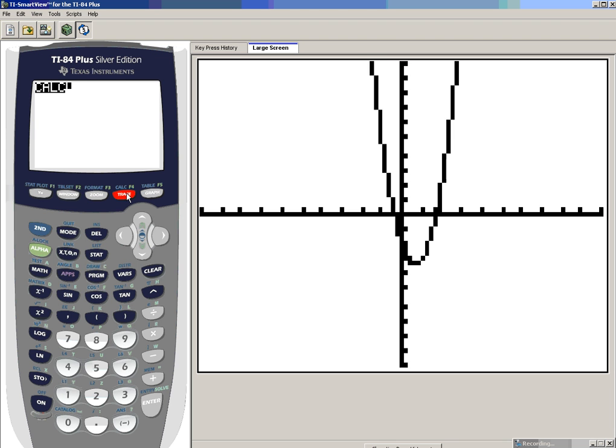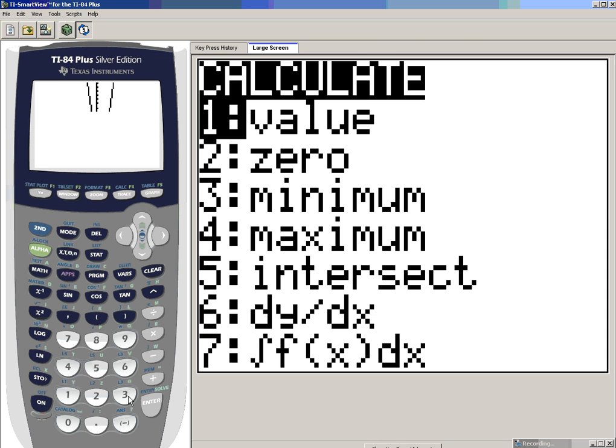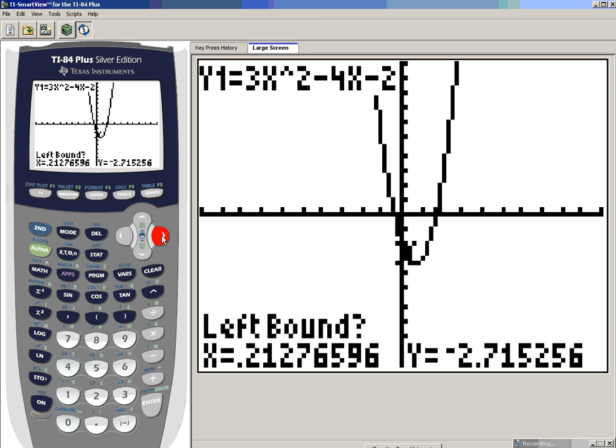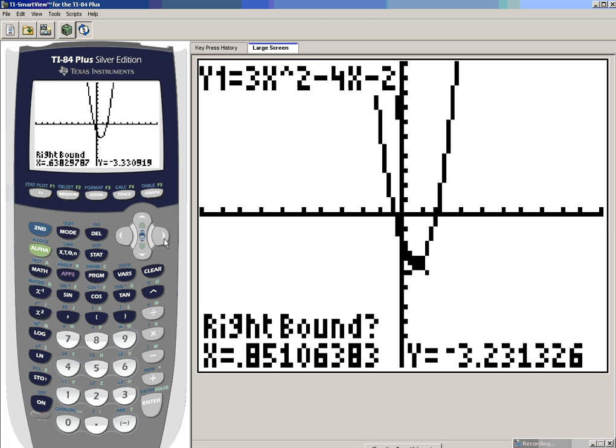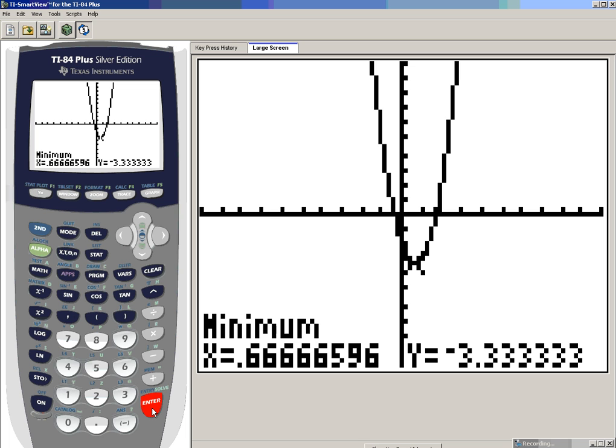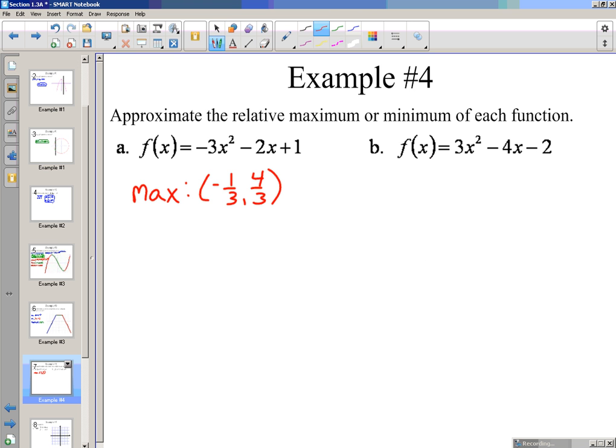So go back into your calculate menu. This time we are finding a minimum. Do the same thing, set your left bound, set your right bound, hit enter again. You should recognize this decimal as well as being 2/3, negative 3 1/3. So go ahead and record that as a minimum at 2/3, comma, negative 3 1/3 or negative 10/3.